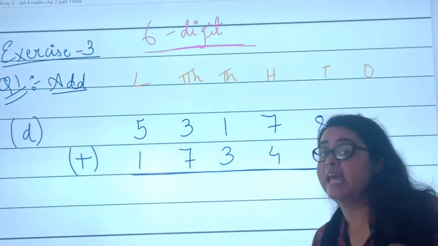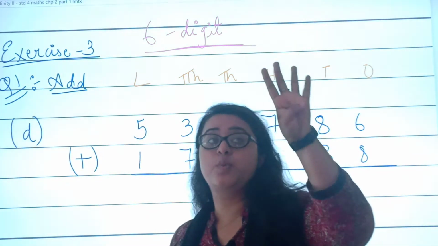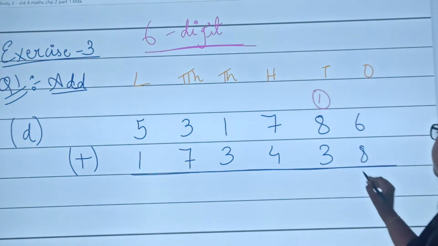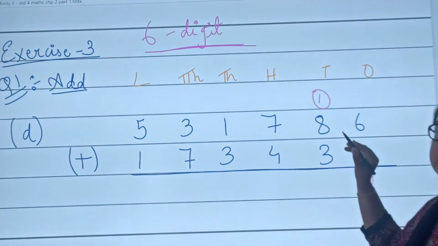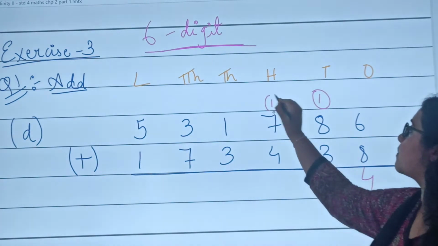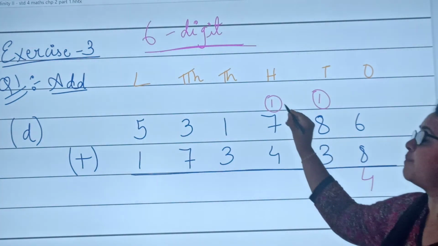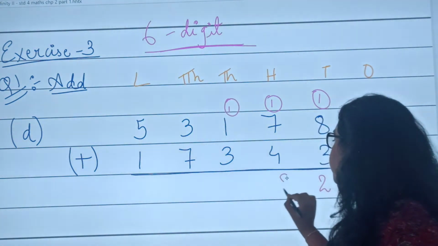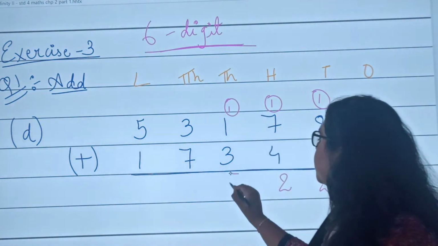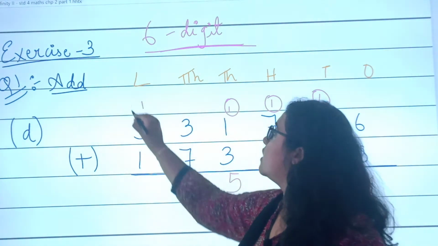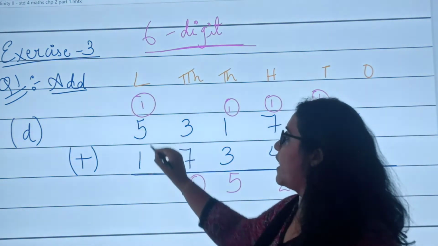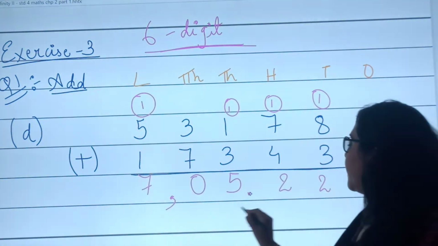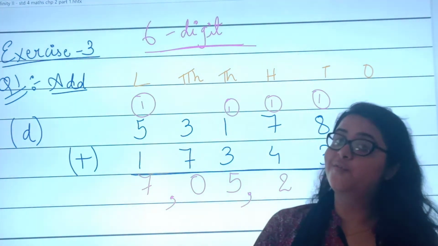8 plus 6, 8, 9, 10, 11, 12, 13, 14. 8, 9, 10, 11, 12. 7 plus 1, 8. 8 plus 4, 12. 3, 4, 5. 7 plus 3, 10. 5, 6, 7. So my answer will be 7,05,204.